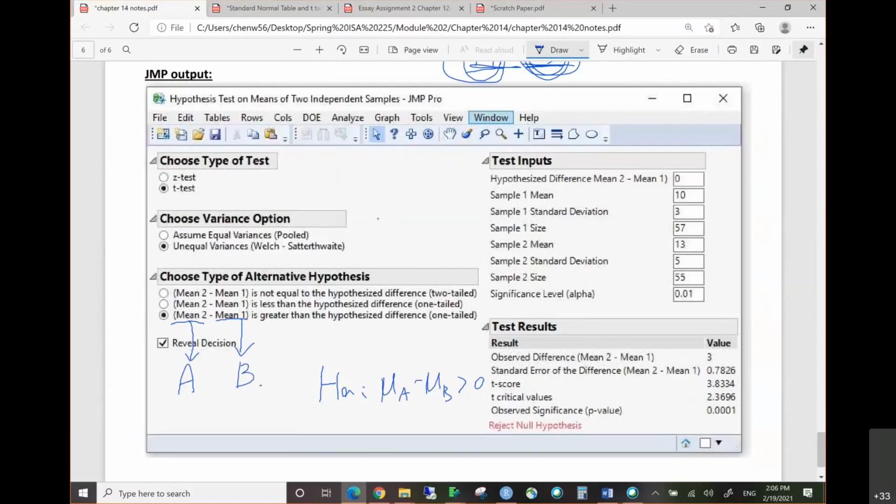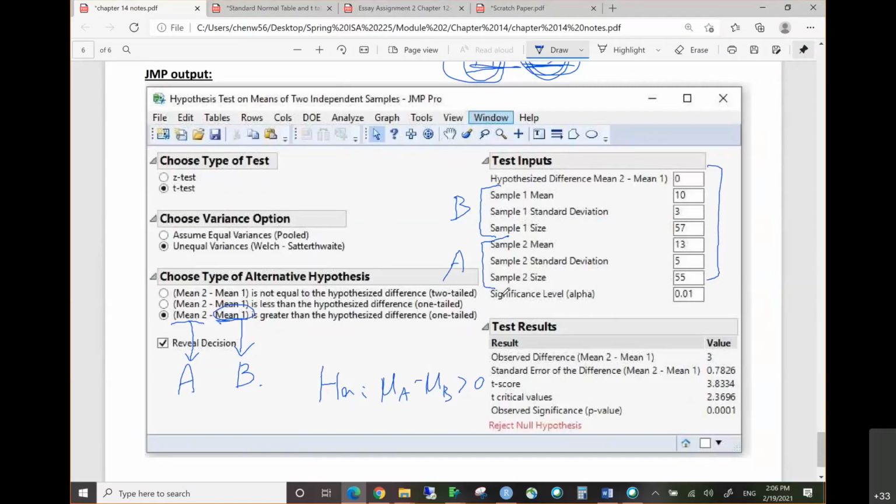That means when you enter your sample means, sample standard deviations, and sample sizes, make sure sample 1 is about system B and sample 2 is about system A. The order is reversed. So when you enter these values, you need to be very careful. All right, and then everything else will be the same.